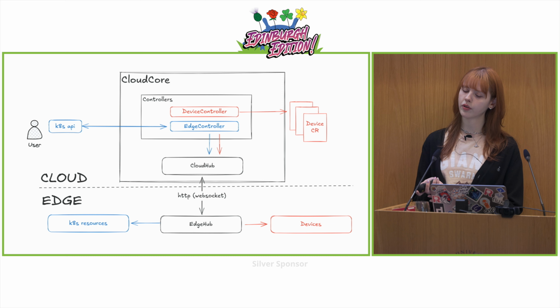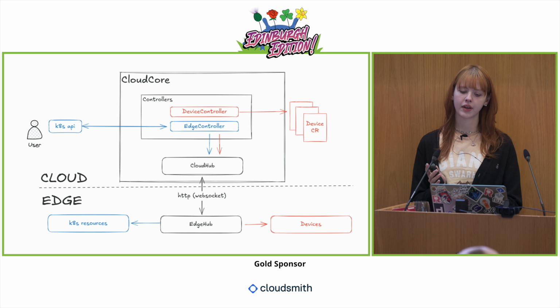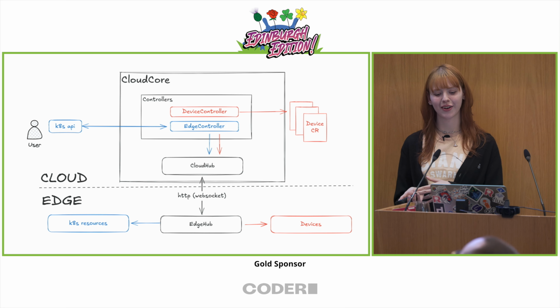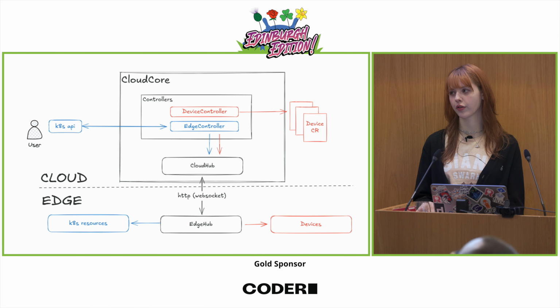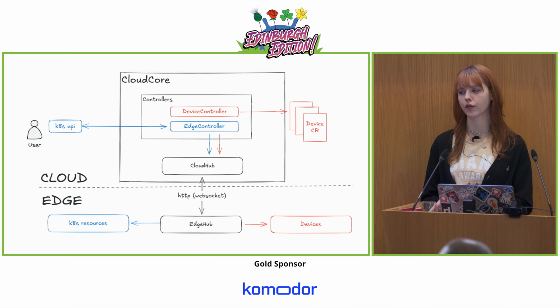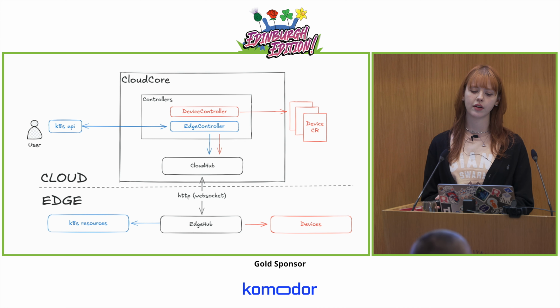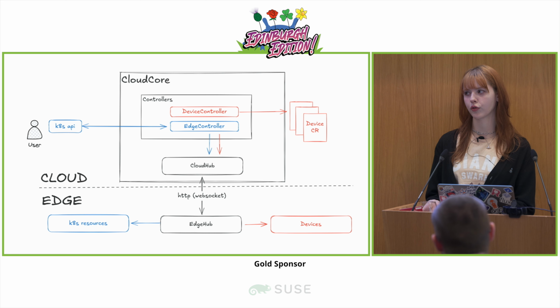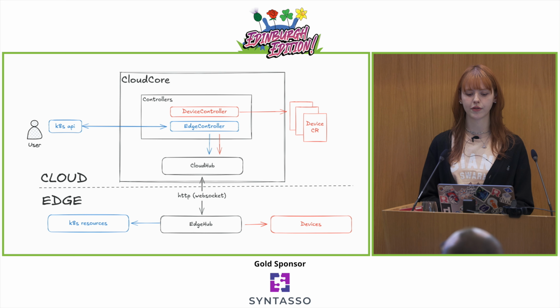The red and blue controllers you can see do two different things. The first one is the edge controller, which propagates changes to workloads running at the edge from the Kubernetes API to the edge. And in the opposite direction, it will report back things like statuses and events and so on. And then the device controller reconciles the device CRs. So this syncs between Kubernetes custom resources and any managed devices you might have.